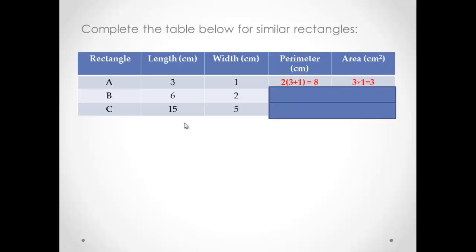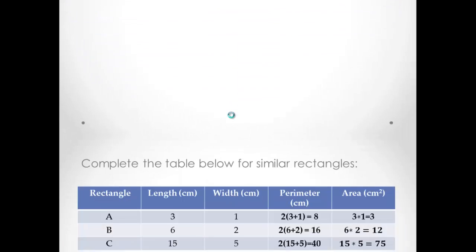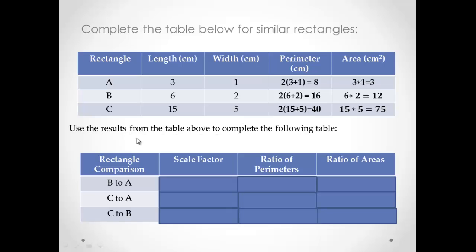So that's all this first table is, filling out the perimeter and area of these different rectangles, rectangle A, rectangle B, and rectangle C. So we see that rectangle B has a perimeter of 16. It has an area of 12 centimeters squared. In rectangle C, which is the largest one, we see that its perimeter is 40, and it has an area of 75. Again, reminder, we got these values from the length and the width of each rectangle. So we are going to use those values to actually explain what's going on in the second table.